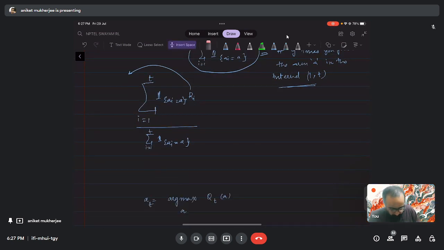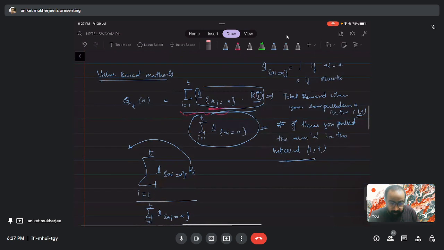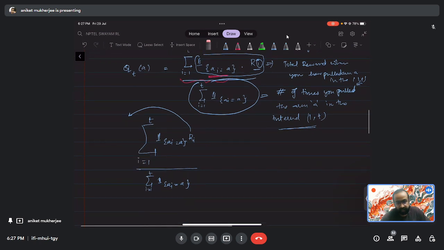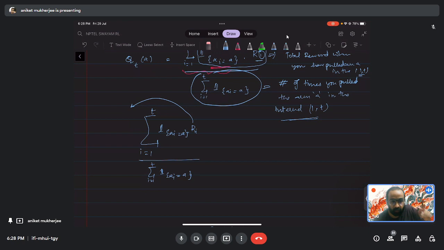This is for every arm, right? Every arm you will get a sample average. Yeah, every arm I'll get a sample. You're right. Now if I change the arm to A2, then I have to check at what instance I have picked A2. The indicator function would give you at what instance you have picked the arm A2. I hope that is clear. So what you get is a sample average for each and every arm till time t.